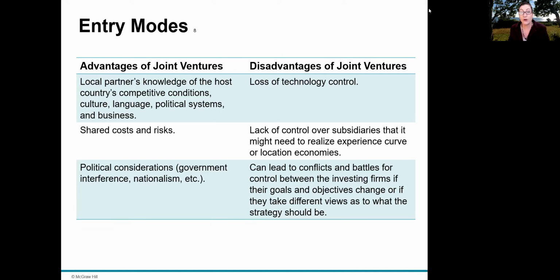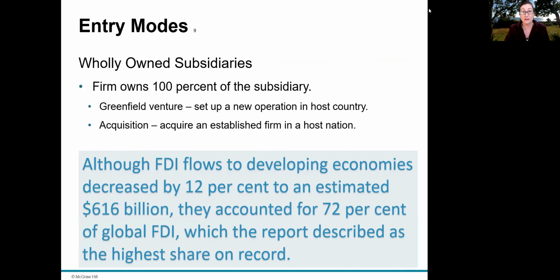And it can lead to conflicts and battles for control between the investing firms if the goals and objectives change, or if they take different views as to what the strategy can be. So we can end up in a conflict situation.